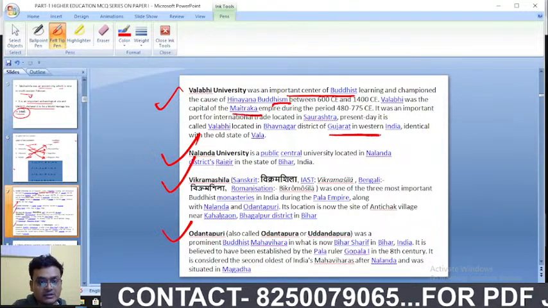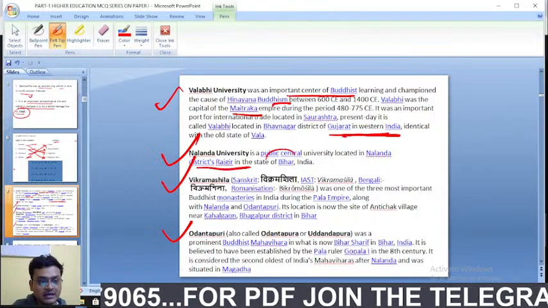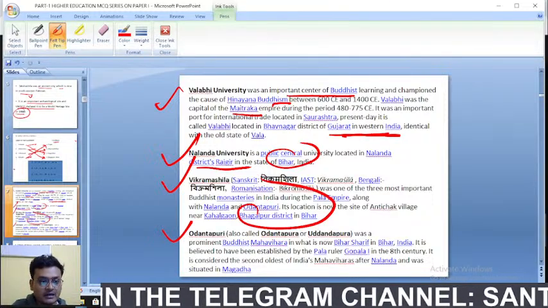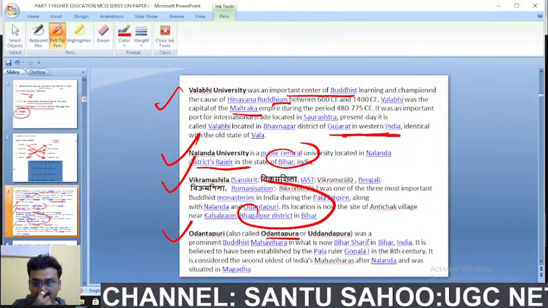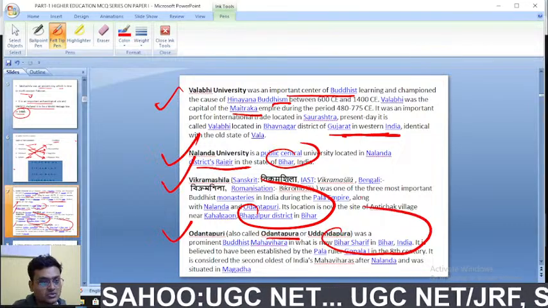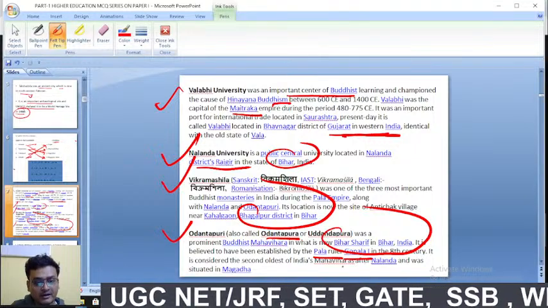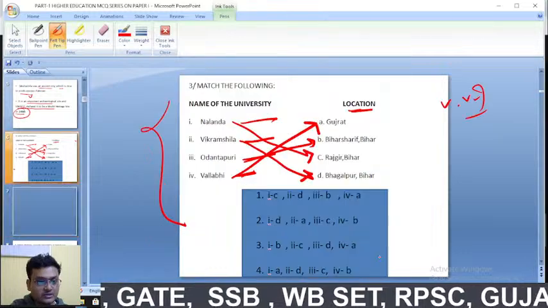Here you see Gujarat in western India. Nalanda is in Rajgir district, Bihar. Bikramshila is in Bhagalpur district in Bihar, whereas Odantapuri or Odantapura is now Bihar Sharif in Bihar, India. And Odantapuri was established by the Pala ruler Gopala I. Okay.